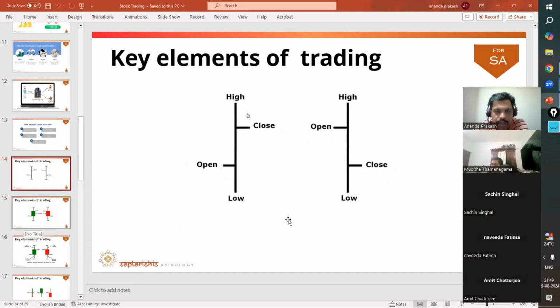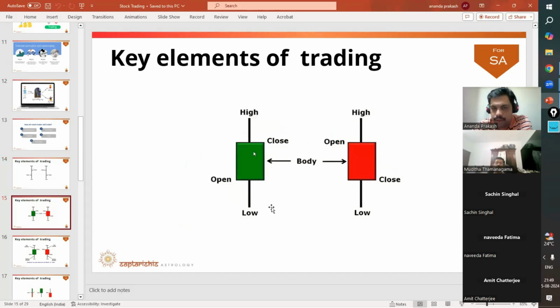I quickly move to the next candle. As I told you, this is candlestick format. In that format, when market is opened here, closed at the higher level, it will be in a green color. And market is opened at a higher price, closed at the lower price, it is called a red color.